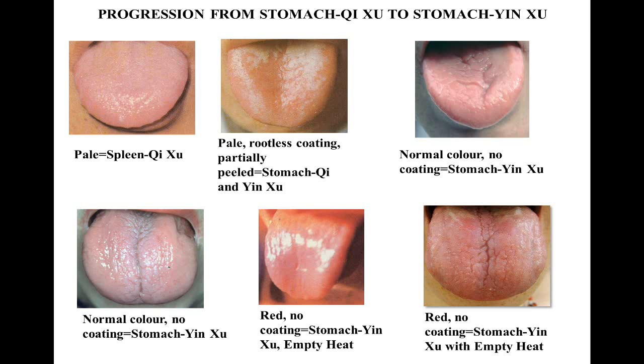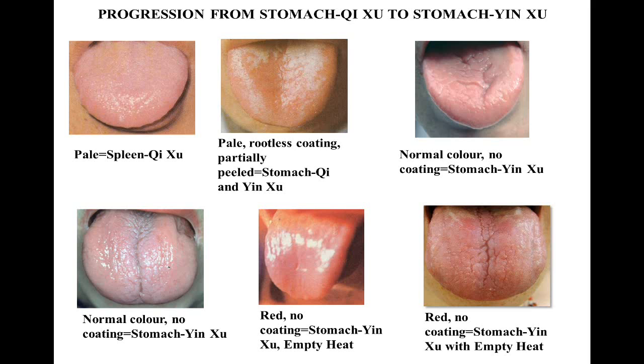And here I try to illustrate a progression from Stomach-Qi to Stomach-Yin deficiency. How do you get to Stomach-Yin deficiency when the tongue has no coating whatsoever? Usually it's a progression from Qi deficiency.